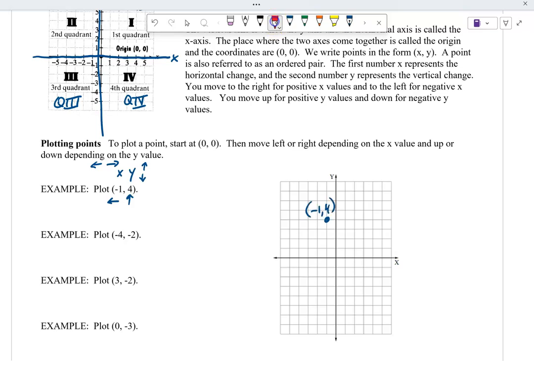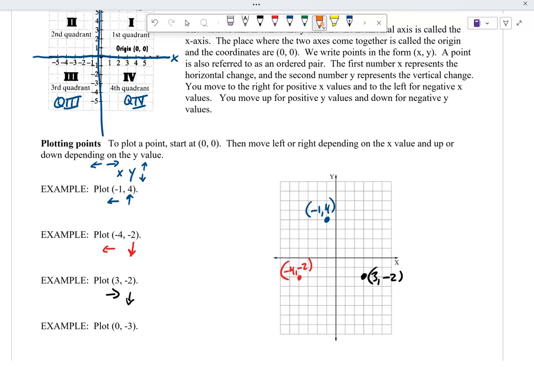The next one is (-4, -2). So we're going to go left 4, and since it's a -2, we're going to go down 2, right? So we're going to go left 4 from the origin, from the middle. 1, 2, 3, 4, down 2. There's our (-4, -2). Next one we got (3, -2). So we're going to go right for a +3. Then we go down 2. 1, 2, 3 to the right, down 2. There's our (3, -2). And finally, the last one here we have is (0, -3).